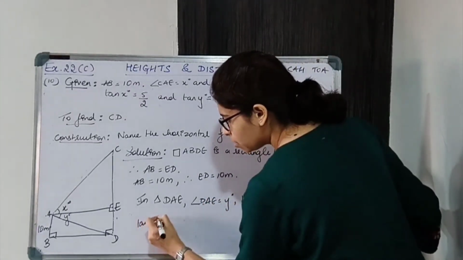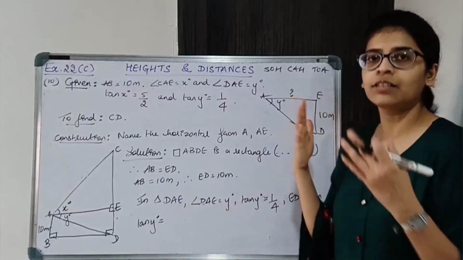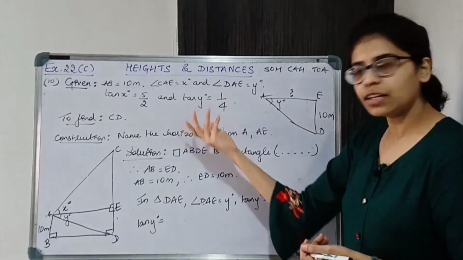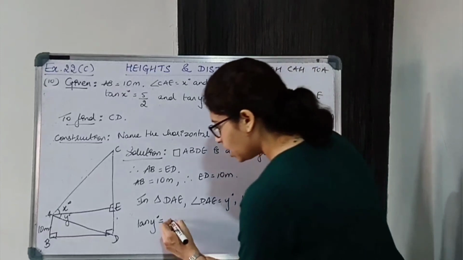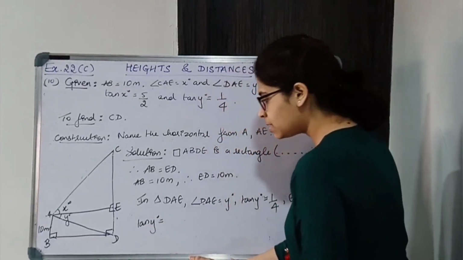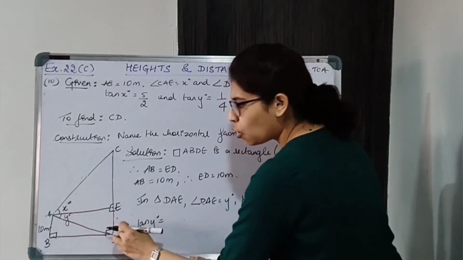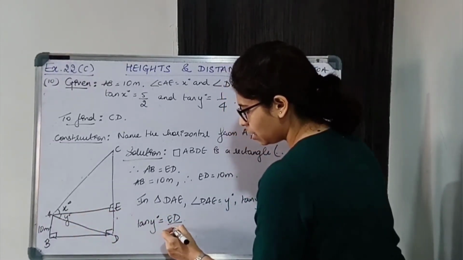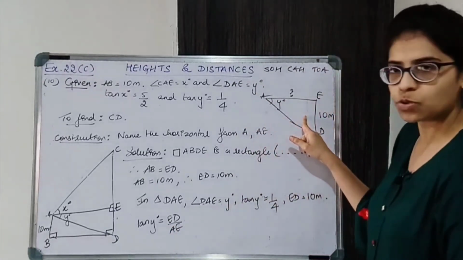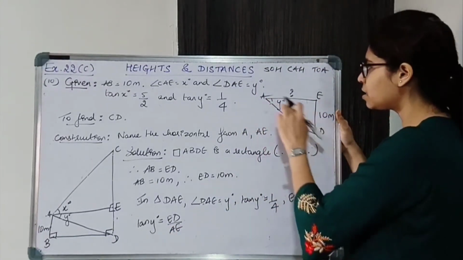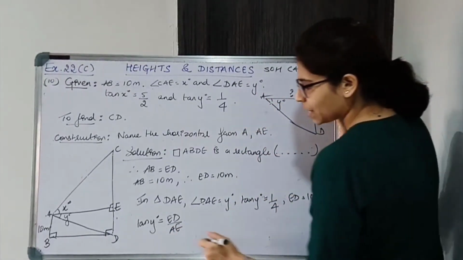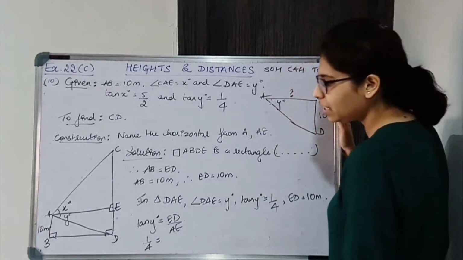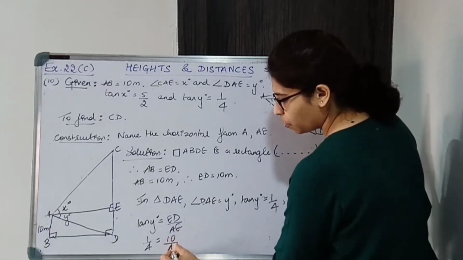Now tan of the angle is already given, so you don't even need to consider which trigonometric ratio to take. Tan of the angle is given, so consider tan of the angle only. So tan of the angle is what? Angle's opposite, that is ED, upon angle's adjacent, that is AE. Okay, so this is for better understanding. Angle's opposite is this, angle's adjacent is this. Now tan y is what? 1/4. ED is 10 meters upon AE.